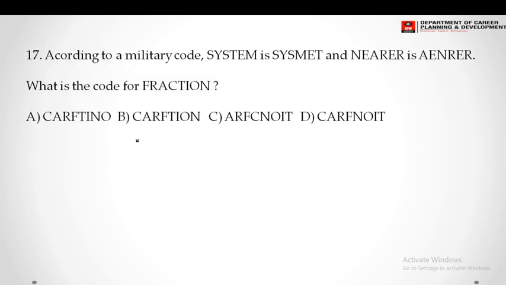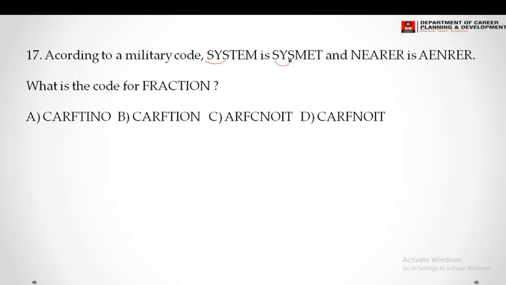Next one is question number 17. According to military code, system is written as SYSMET, and so on. So we have to find how the system gets SYS, and this code also contains SYS.